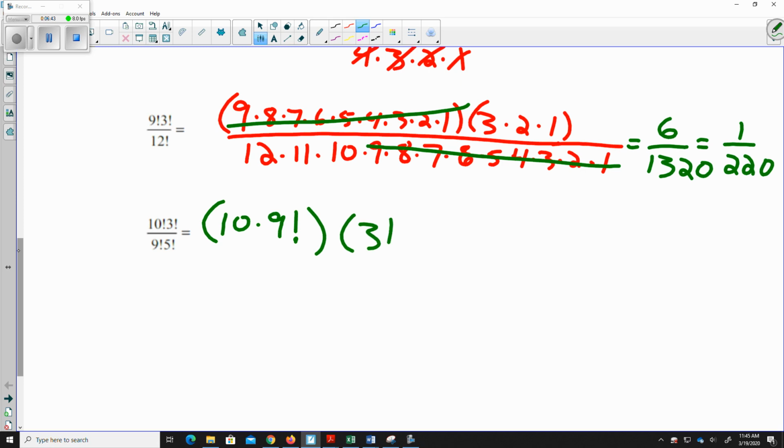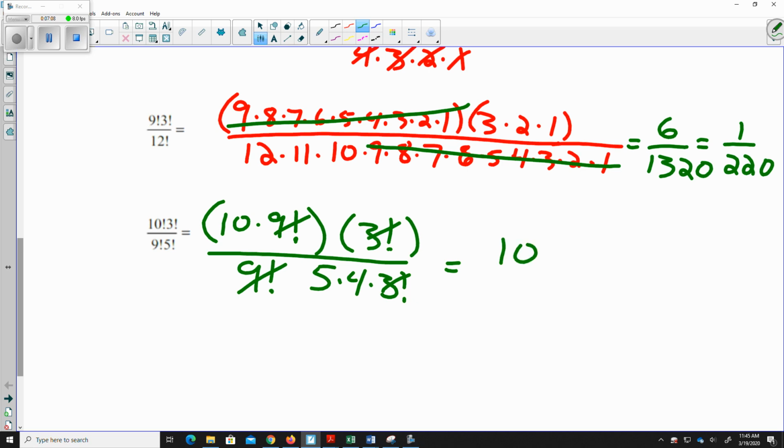Times 3 factorial. And then 5 factorial, 5 times 4 times 3 factorial, if I don't want to write it all out. So now here's what I got. The 9 factorials cancel out. You can only cancel one thing out once. The 3 factorials here cancel out. I'm just left with 10 over 5 times 4, which is 20.